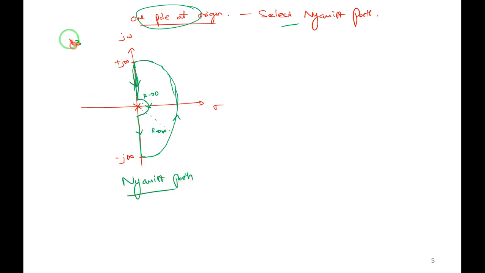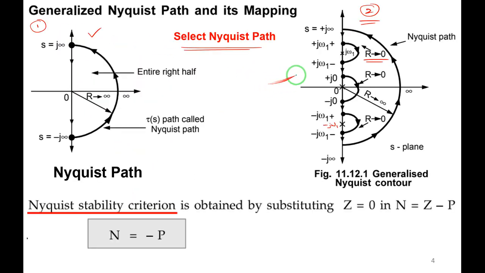This is the third diagram. In the second diagram you can observe there is one pole here on the imaginary axis, so we are bypassing here. There is a pole at the origin, so we are bypassing here. There is one more pole on the imaginary axis, we are bypassing here, and this is the Nyquist path. In the first case none of the poles are lying on the imaginary axis, so then this is the Nyquist path.